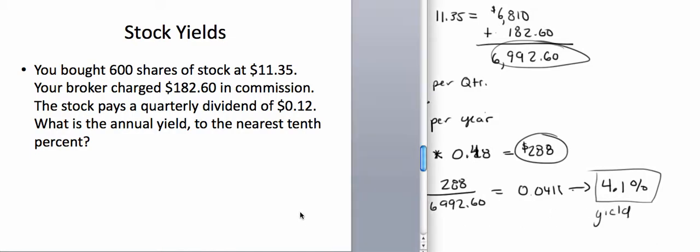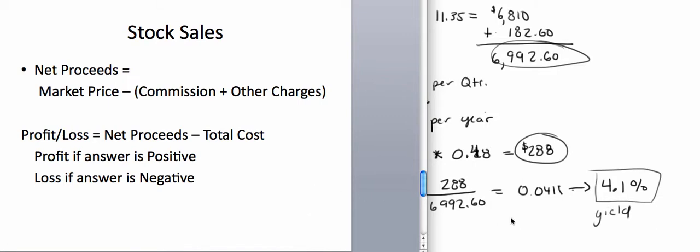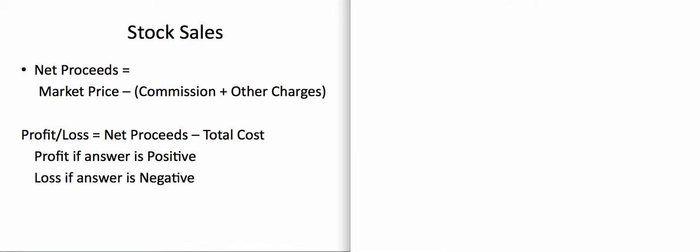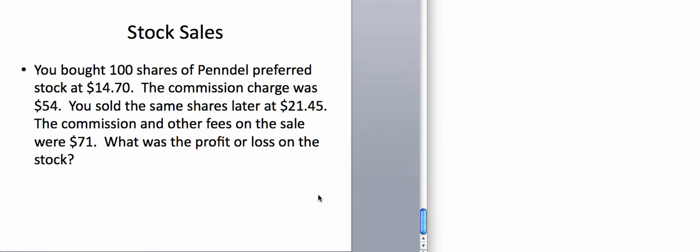Okay, and then the last thing here in section 6 is stock sales. For stock sales you have the net proceeds, which is your market price, and you subtract out commission and any other charges. And then those proceeds, you'll take that and subtract out the total cost. If the answer you get when you do the proceeds minus total cost is a positive number, it's a profit. If it's a negative number, it is a loss.